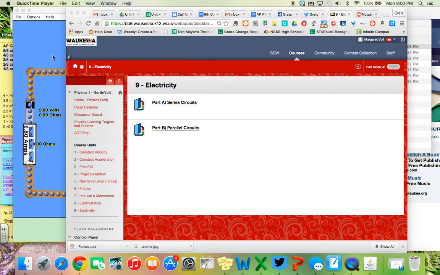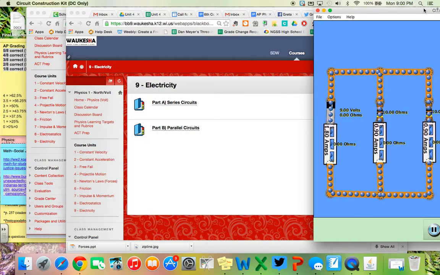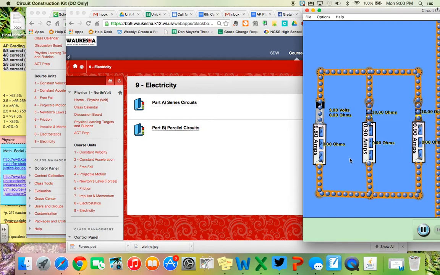Before we start looking at the actual worksheets, let's look at what a parallel circuit actually is. A parallel circuit looks like this. There are multiple pathways now. You can actually watch the little electrons as they're flowing. When they reach this point over here, which is what we call a junction, the electrons make a choice. Some of them choose to go down one branch, and some of them choose to go down the other branch.